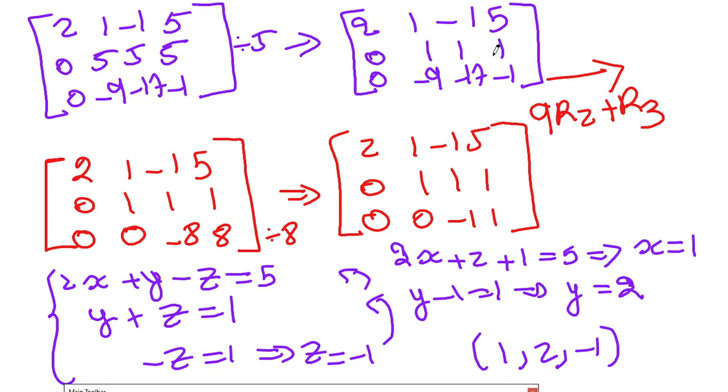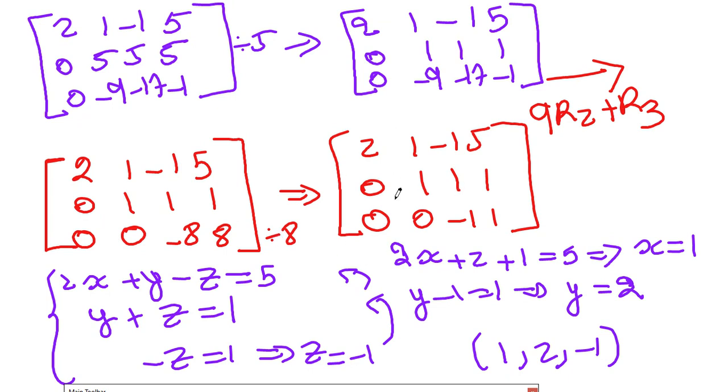Again, I still have one objective. This one is bothering me. I want it to be 0. So what I will do, I will replace the last row by 9 times R2 plus R3. 9 times 1, 9, minus 9, 0. 9 times 1, 9, 9 minus 17, minus 8. 9 times 1, 9, 9 minus 1, it's 8. And also I can make it simpler by dividing by 8, and I got it like this.